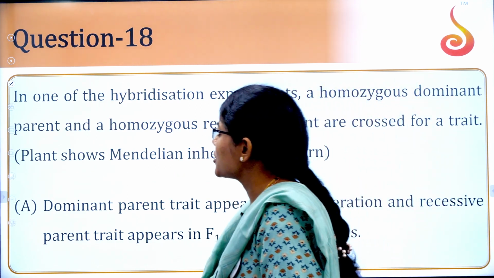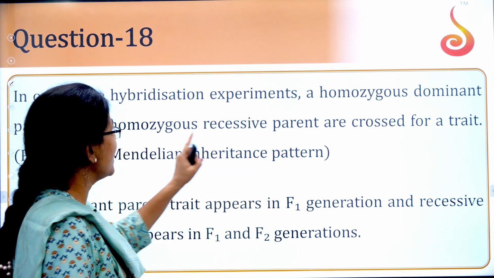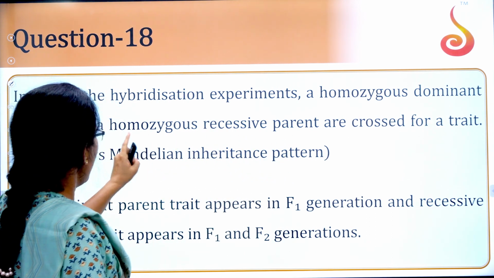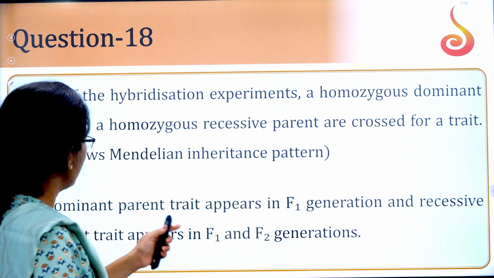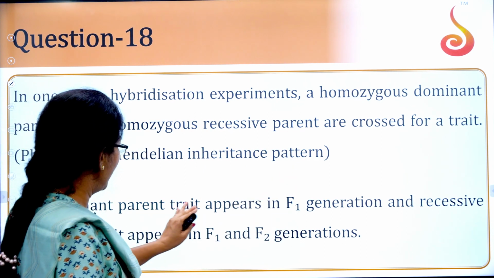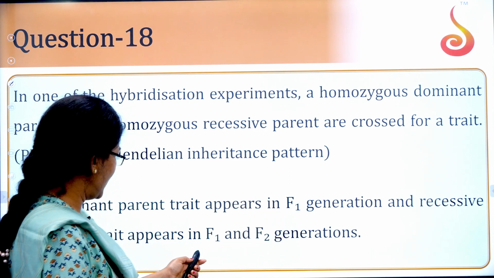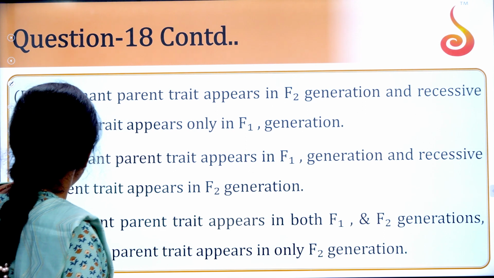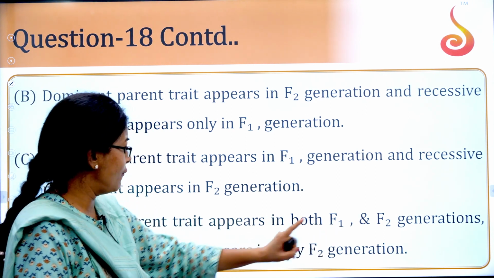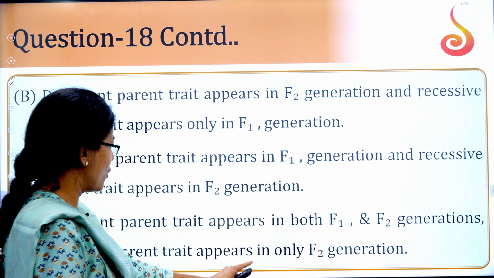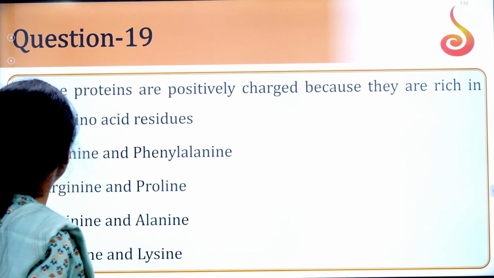Okay, 18th question. In one of the hybridization experiments, a homozygous dominant parent and a homozygous recessive parent are crossed for a trait. The plant shows Mendelian inheritance. If you see option D, dominant parent traits appear in both F1 and F2 and recessive parent traits appear only in F2. Option D is the correct answer.